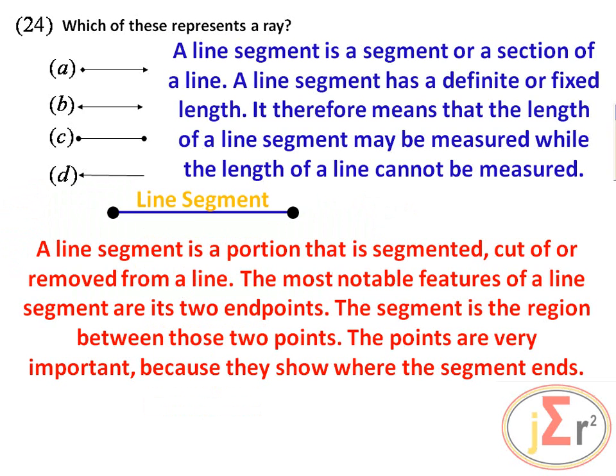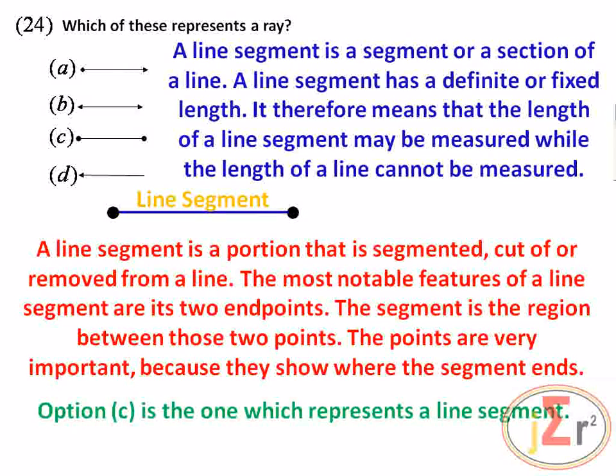So which one of those is a line segment, Jerry? C. Option C is a line segment. Option C is the one which represents a line segment.